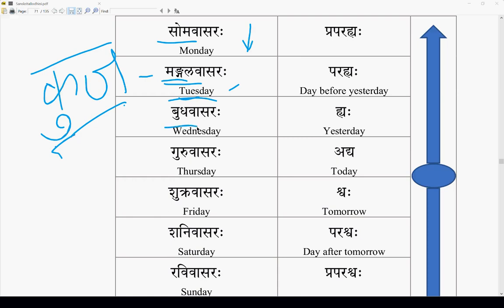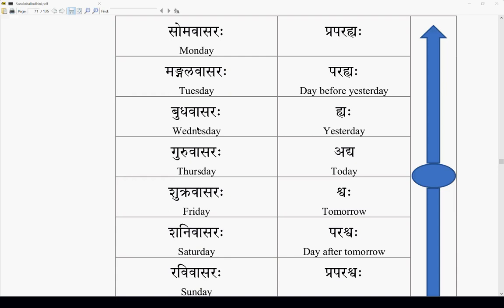So Bodha Vasara, similarly, Bodha we have a planet. Bodha is Mercury. So this one is named after Bodha. And Bodha also has alternate names, but they are not that famous. Anyway, Guru Vasara, Guru. This one is named after which planet? Jupiter, Guru. And the famous alternate name for Guru.